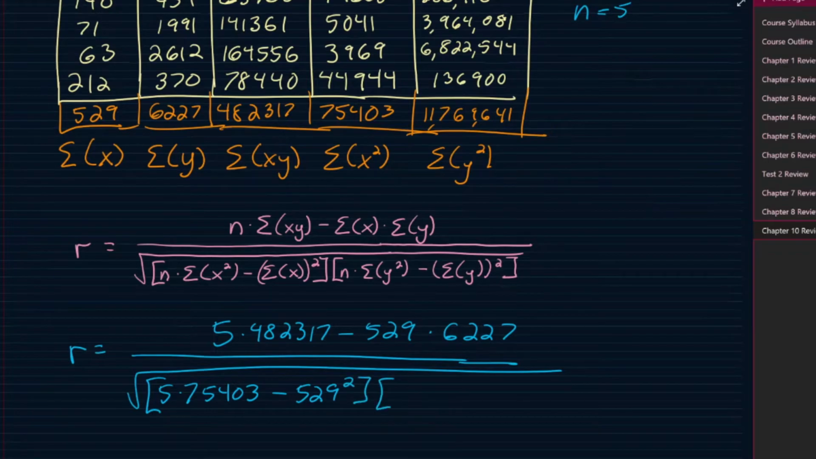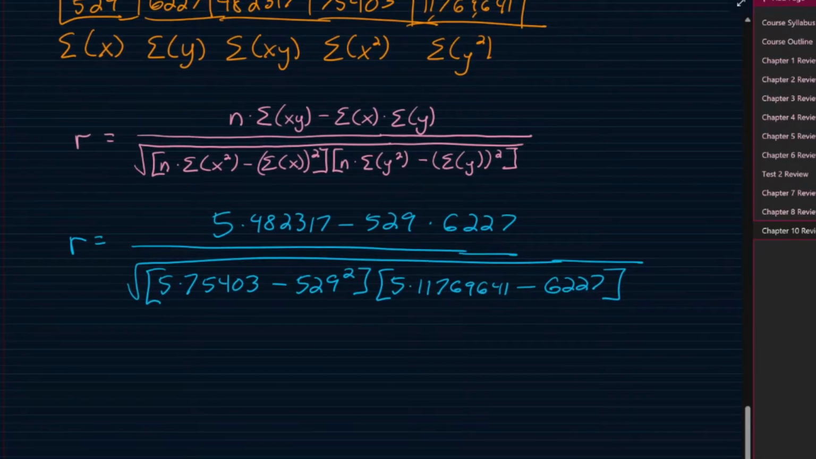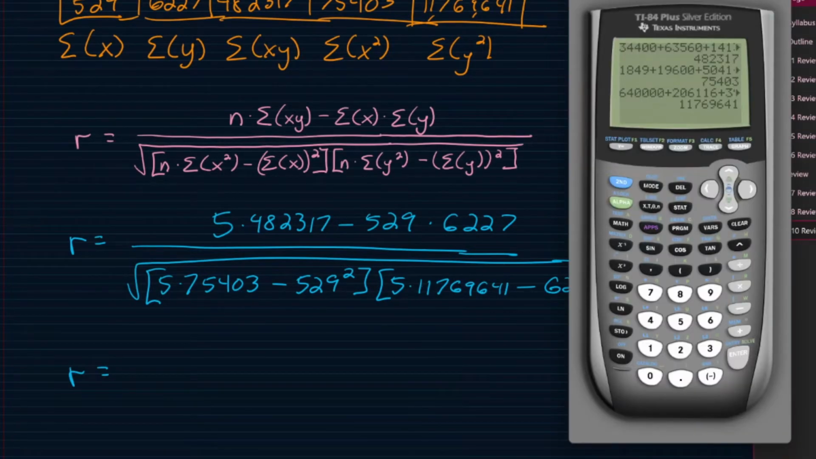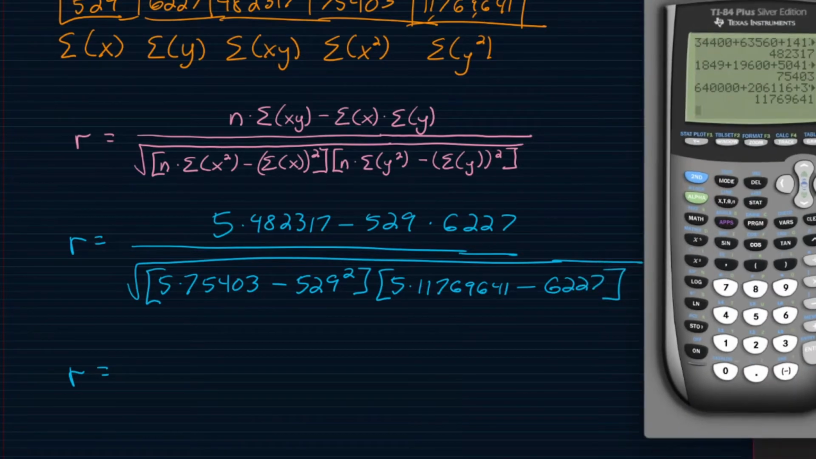And then the other one will have 5 times the sum of the y squareds, which is 11,769,641. And then minus the sum of all the y's squared, which is 6,227 squared. So I'm just going to plug this whole thing in my calculator and get the value. I showed you guys earlier how to do it in pieces if you don't have a graphing calculator like this, but I'm just going to do the whole thing in my graphing calculator here.